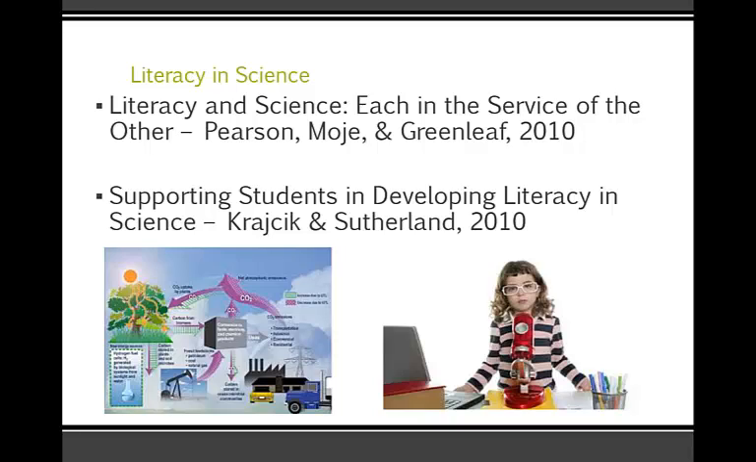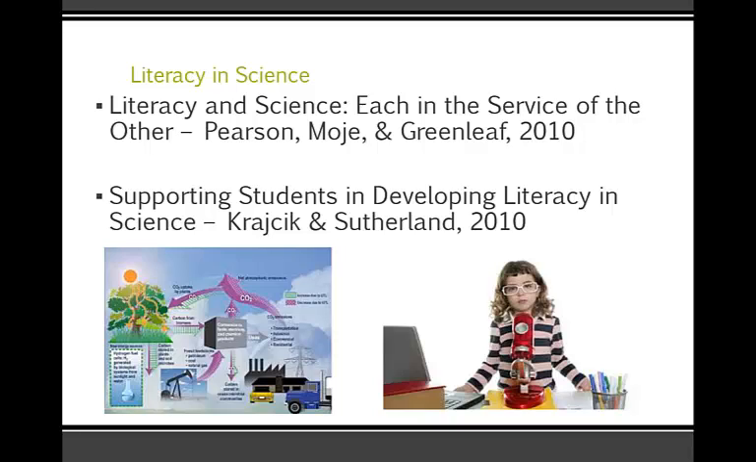In the Krajcik and Sutherland article, I'm really hoping that, again, you get a few things. One, the idea of linking ideas with prior knowledge and experiences and the role that text plays in that.